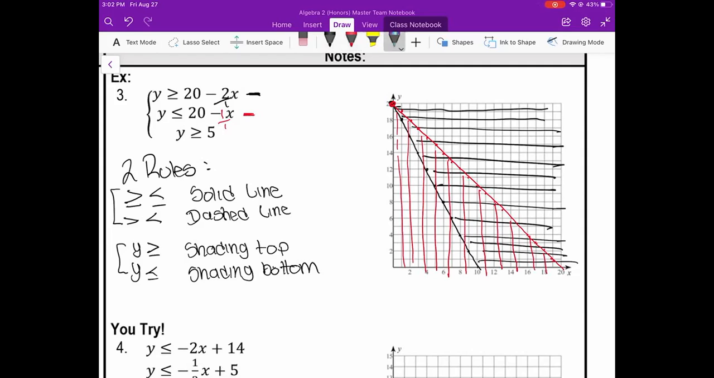And then I've got one more. I'm going to use this bluish purple. Y is greater than or equal to 5. It doesn't have a slope, which means it's going to be a constant line at 5. So at 5, I'm going to make a line, and notice that it says equal to, which means we're going to use a solid line. It says y is greater than, which means it wants me to shade the top part of that line, and that's going to be this top part.